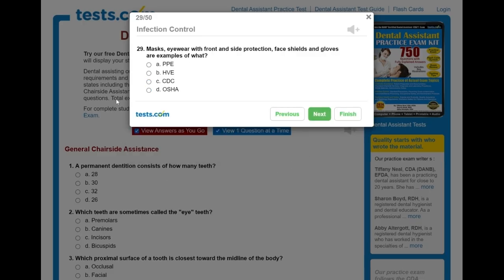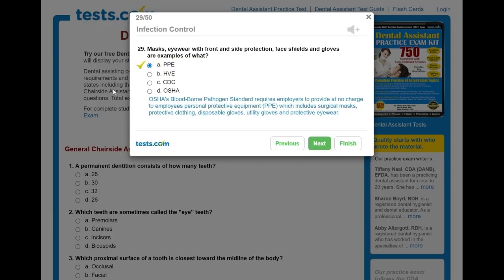Question 29. Masks, eyewear with front and side protection, face shields, and gloves are examples of what? A. PPE. B. HVE. C. CDC. D. OSHA. A. PPE. OSHA's bloodborne pathogen standard requires employers to provide at no charge to employees personal protective equipment, PPE, which includes surgical masks, protective clothing, disposable gloves, utility gloves, and protective eyewear.